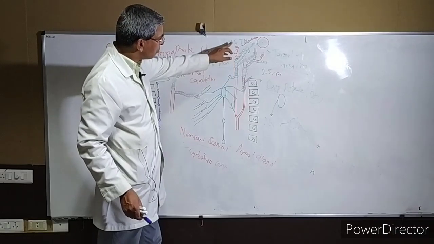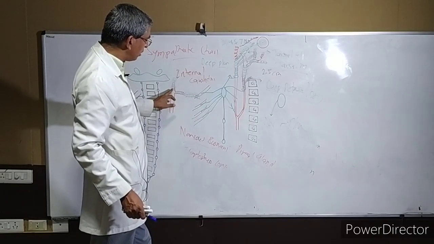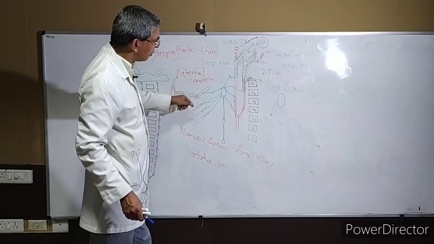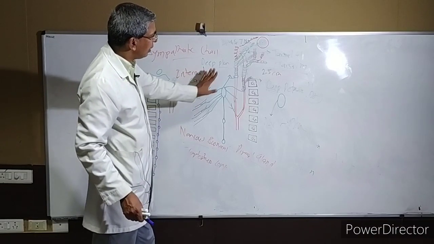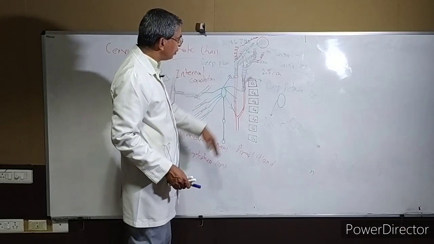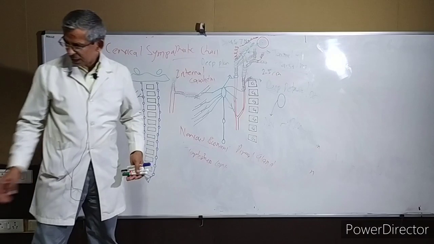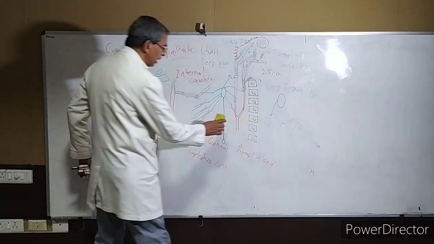Then further upward, it divides into the middle cerebral and anterior cerebral. Fibers run around the middle cerebral and anterior cerebral arteries and supply their musculature. So these are the branches of the superior cervical ganglion. Okay, now after this, we come to the middle cervical ganglion.